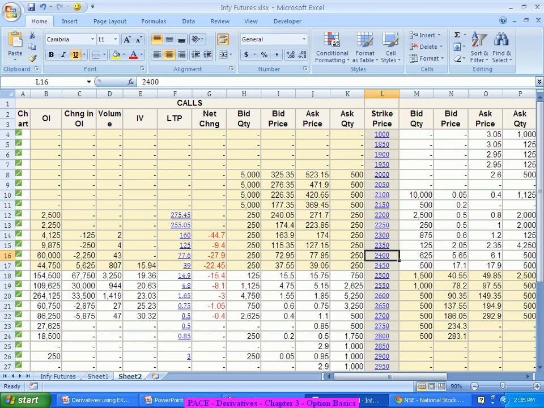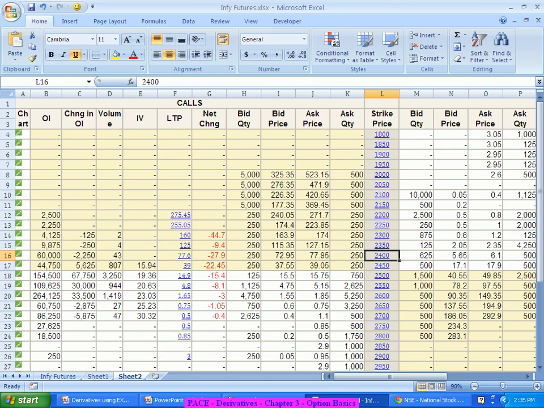But what is the problem here? If I lose, I'll lose 77.6 into that much number. Whereas in the earlier case, I'll lose only 39 into that much number. So my loss is slightly lesser. So I have to evaluate all these things before I come down to a number.